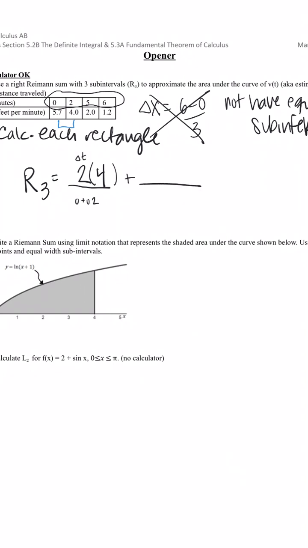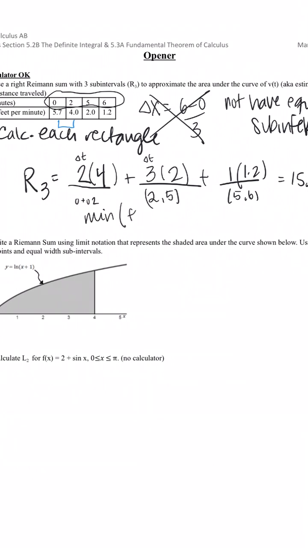Okay, the next rectangle is from 2 to 5, I should write it in interval notation. From 2 to 5, it has a delta t value of 3, and then the right endpoint function value would be 2. The third rectangle is from 5 to 6, so my delta t would be 1, and 1.2 for my function value. This is 15.2. I'm multiplying a delta t in minutes by a velocity in feet per minute. My minutes units will cancel, and I'm left with feet, so 15.2 feet.